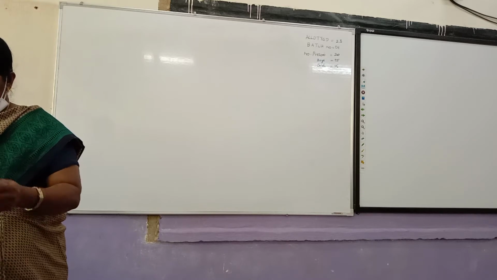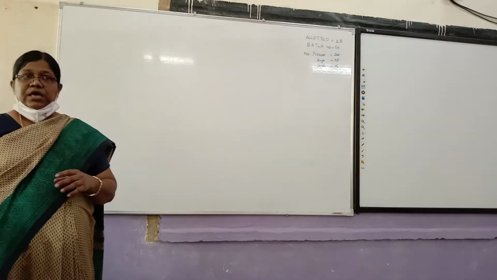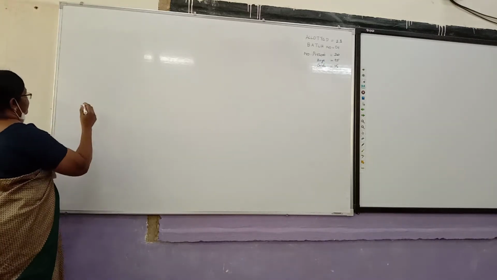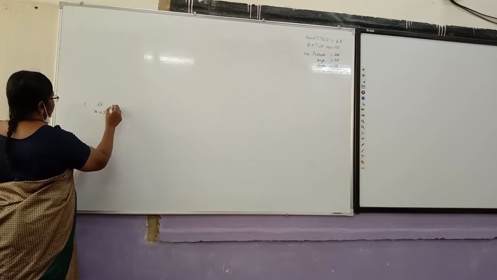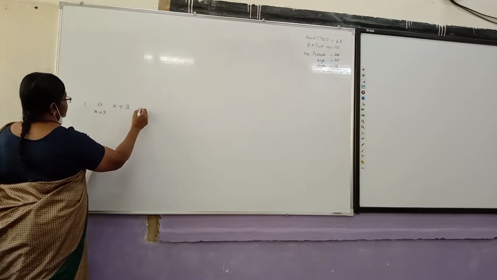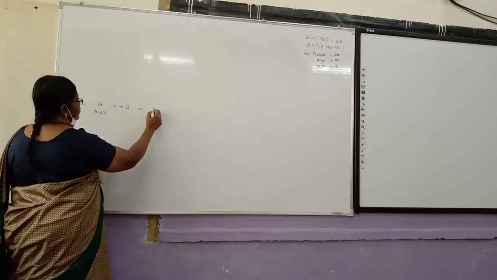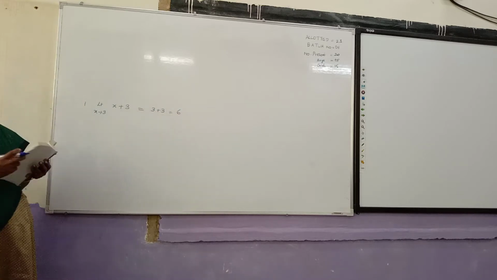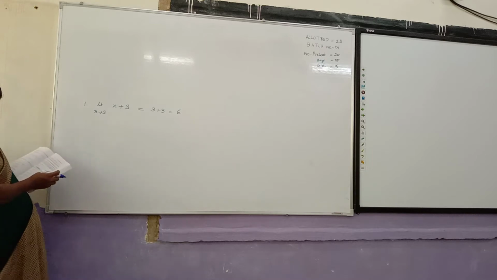Exercise 13.1. Question number 1. Limit x tends to 3, x plus 3. So substitute x is equal to 3. So 3 plus 3 is 6. This is direct substitution. This comes under direct substitution.